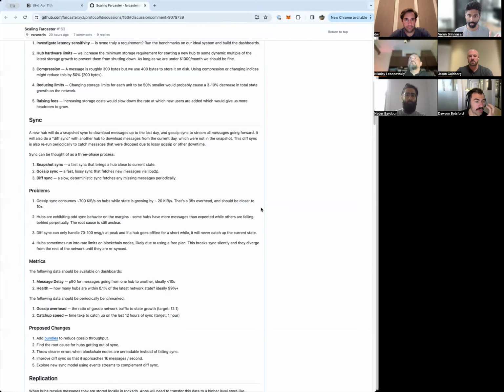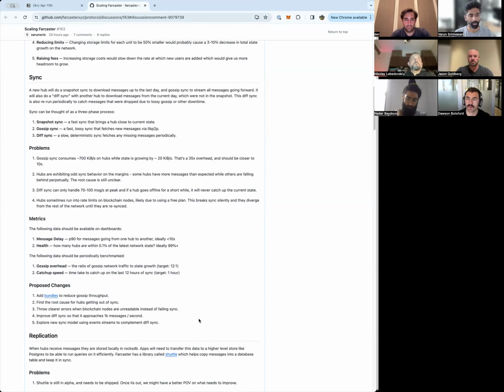And so those are the three pieces that the team is laser focused on right now, which is improving the performance of gossip sync, finding and fixing all of the various sync problems, and then starting to think about how to improve diff sync and make it faster. And the spec goes into a bunch more details about how we're going to do this. I won't get into all that in this call, but if anyone has any questions, happy to chat through them on this call or later.